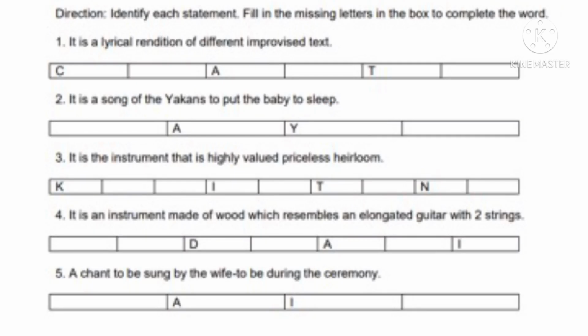Number 1, it is a lyrical rendition of different improvised text. Number 2, it is a song of the Yakans to put the baby to sleep. Number 3, it is the instrument that is a highly valued priceless heirloom. Number 4, it is an instrument made of wood which resembles an elongated guitar with 2 strings. And number 5, a chant to be sung by the wife-to-be during the ceremony.